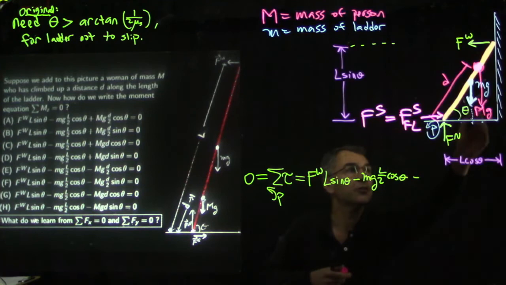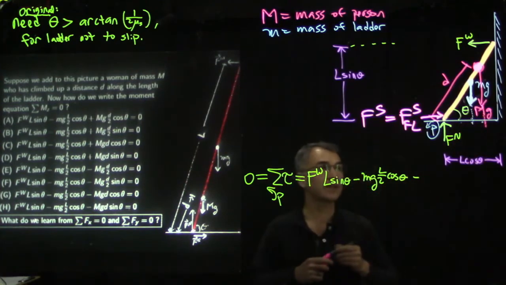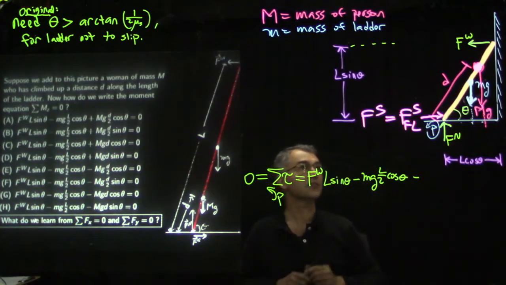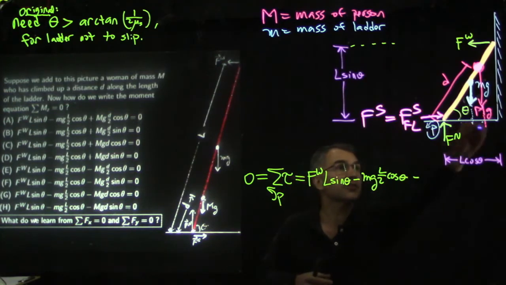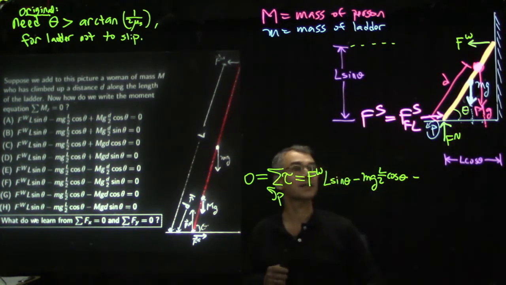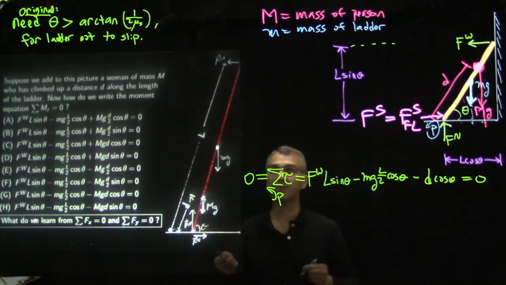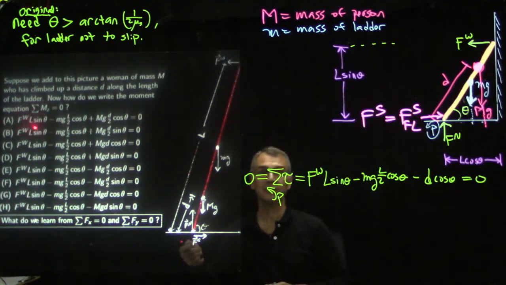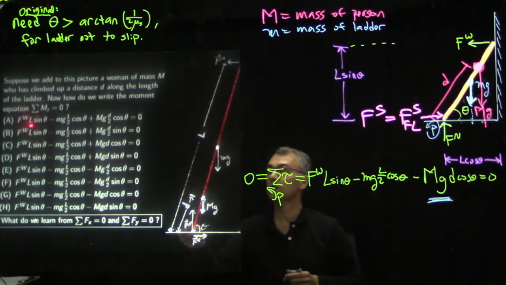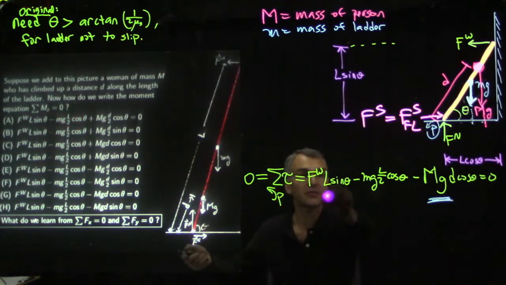If we extend her weight line of action down to the axis, we can see that the horizontal distance to go with this vertical force is d cosine theta. Let's see which one of these seems to agree with this. F_wall L sine theta minus mgL over 2 cosine theta. They all seem to start that way.